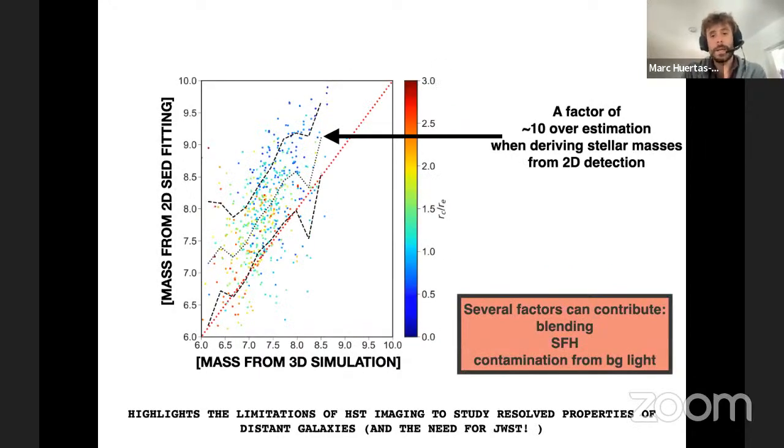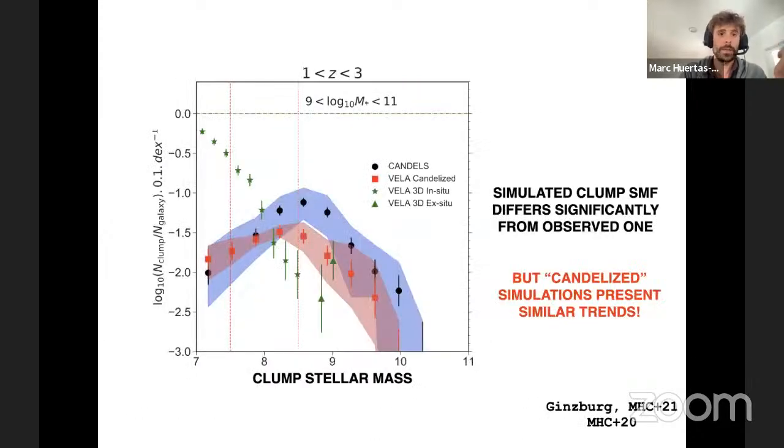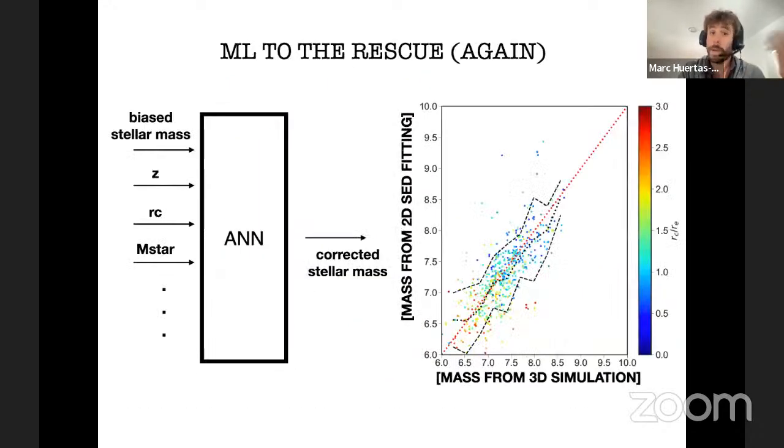So what we've done here is to use machine learning to try to correct for this bias. And in fact, what happens is that when you compare the stellar mass of a clump in 3D to the stellar mass that you get in 2D, you see a correlation, but clumps in 2D are 10 times too massive than they are in 3D. And this is again due to limitations of the method for how you estimate the masses and the resolution of HST. And this creates this effect over here.